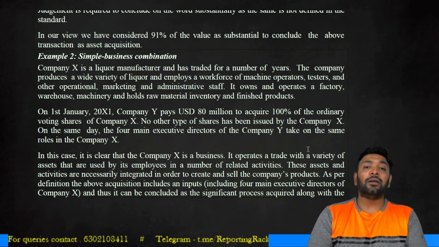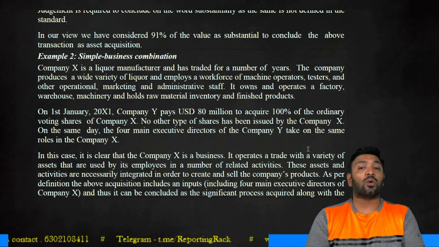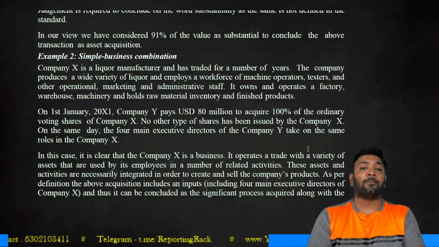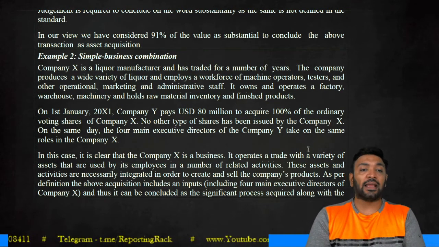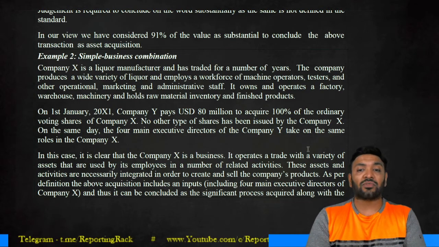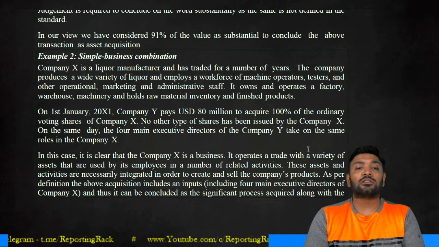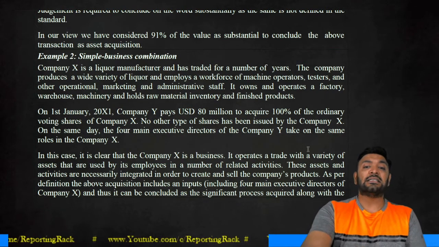On 1st Jan, company Y pays $80 million to acquire 100% of ordinary shares of company X. No other type of share is issued by company X. On the same day, the four main executive directors of company Y take on the same roles of company X. In this case, it is clear that X is a business.